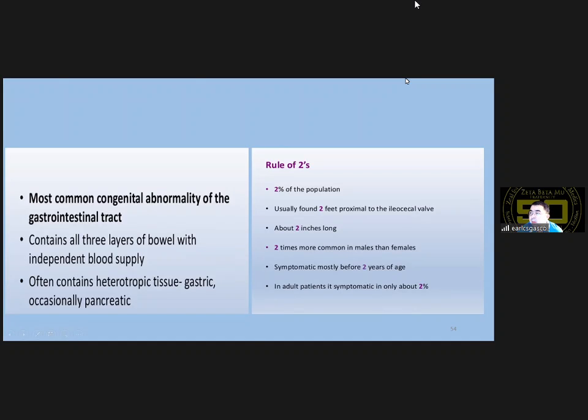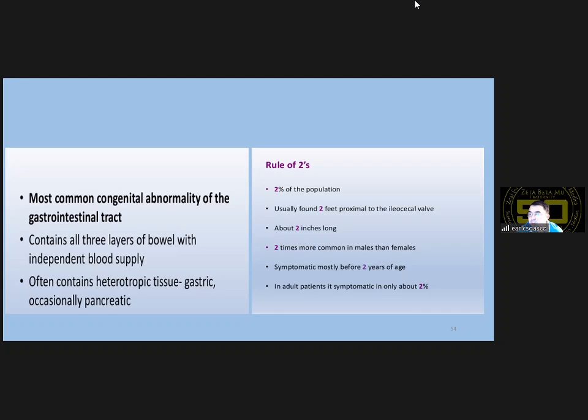Again, we familiarize ourselves with the rule of twos. Meckel's diverticulum occurs in just 2% of the population. It is usually found 2 feet proximal to the ileocecal valve. So in the ileum, about 2 feet away from the ileocecal valve. It is approximately 2 inches long. It is 2 times more common in males than females. Sorry, it becomes symptomatic mostly before 2 years of age. And in adult patients, it is symptomatic in only about 2% of the time. So that's your rule of twos.